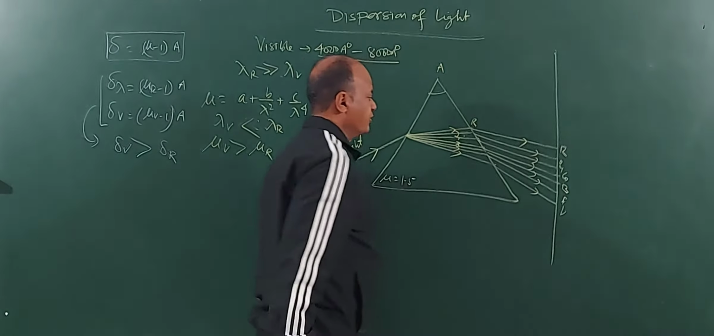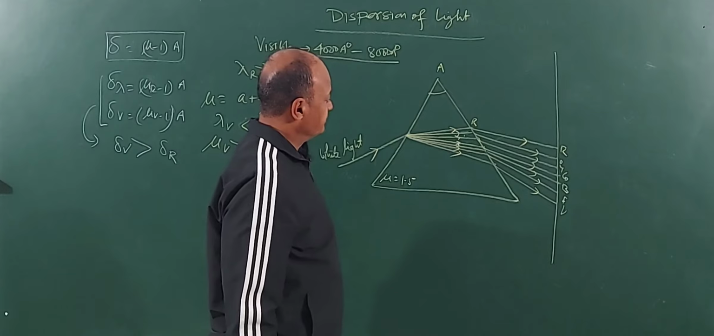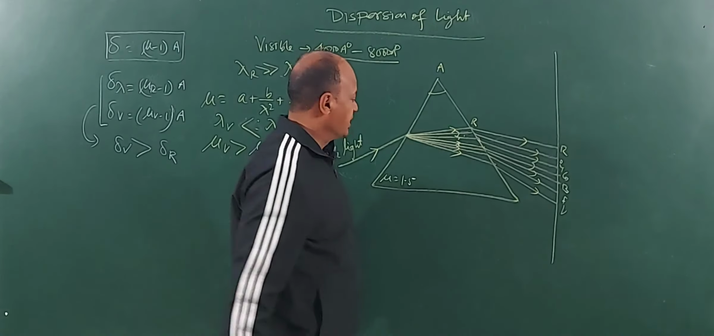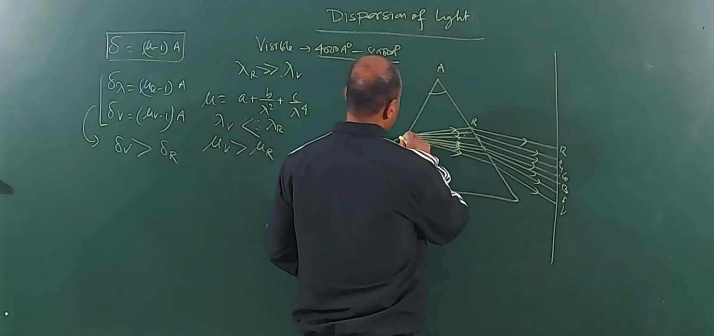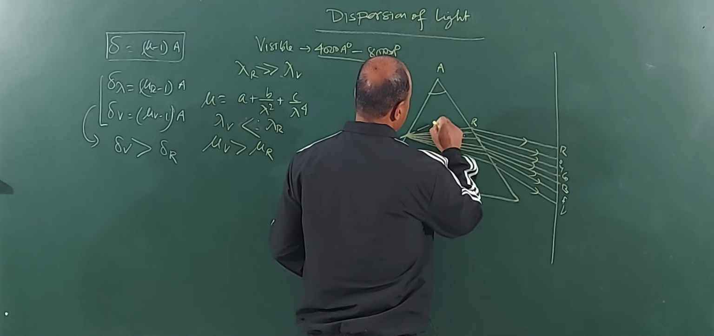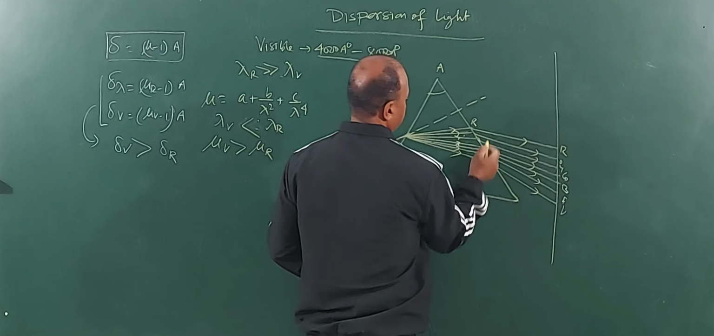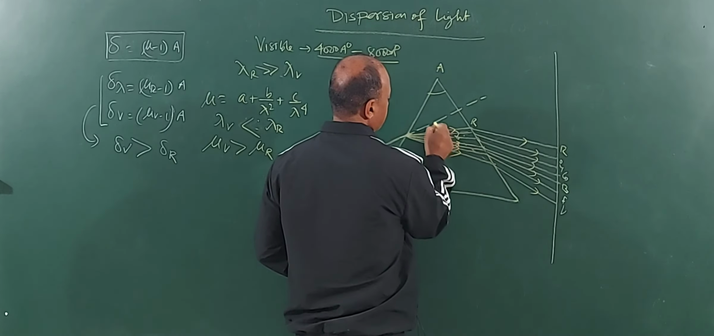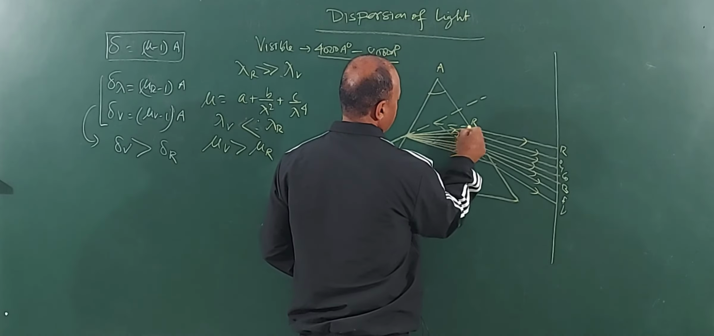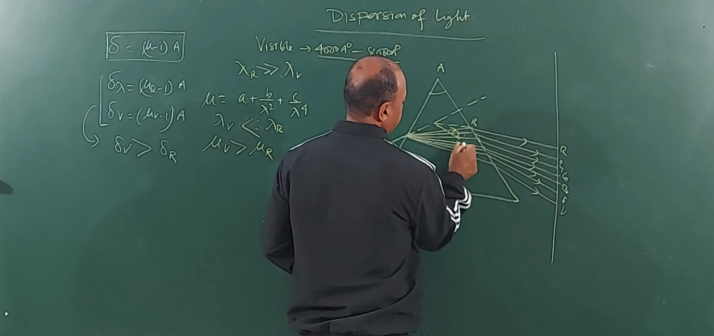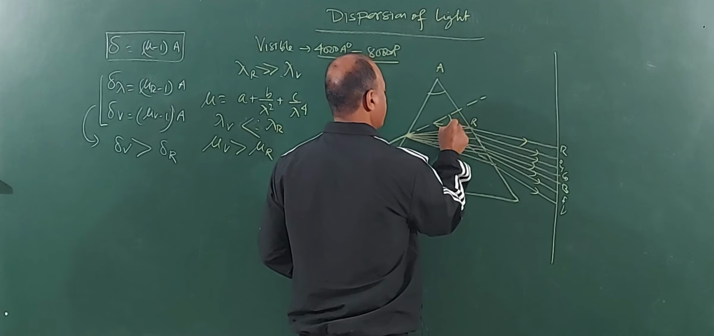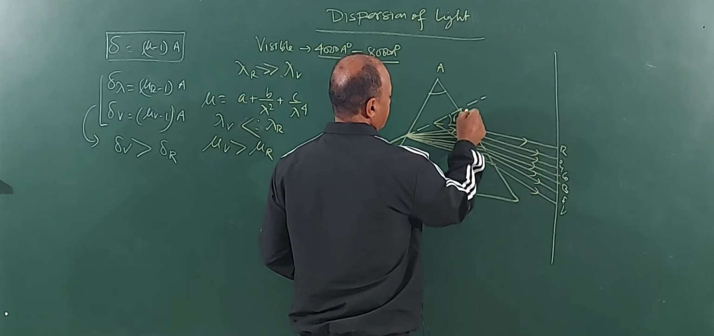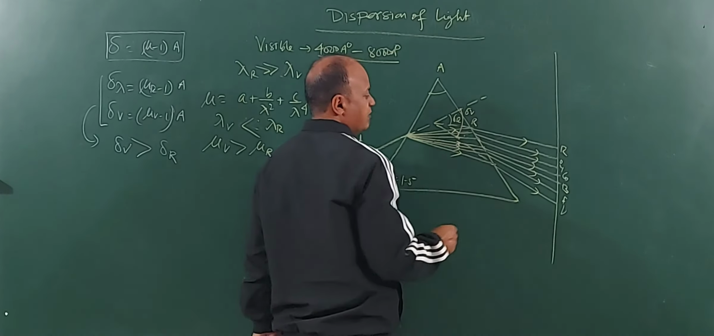These are the 7 colors we are going to get on the screen. So you can see the angular deviation for red is minimum, and violet is maximum. If I extend the original direction of the incident ray, this is where violet is going to focus, and this is where red is going to focus. This will be the angular deviation for red, this will be the angular deviation for violet. And this yellow light will come in the middle.